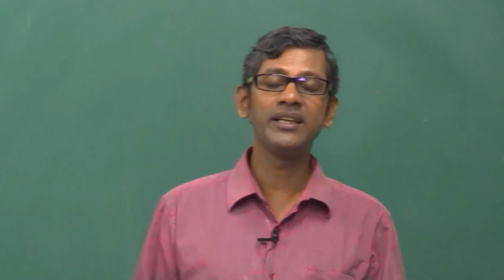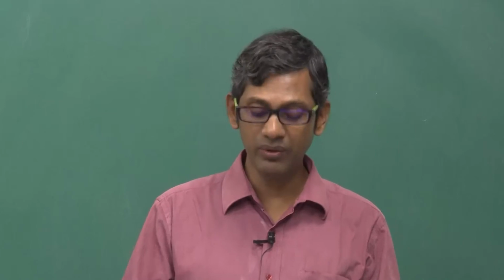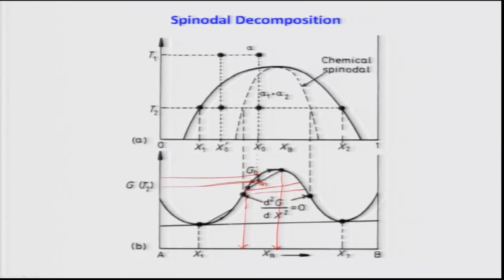So what is the meaning of that decomposition? The decomposition will happen in such a way that it produces a phase which is rich in A and another phase which is rich in B. That is what you see here: rich in A, rich in B, richer in A, richer in B, richer still in A, richer still in B. Slowly this will happen. Now this spontaneous process will occur for any alloy composition for which this condition is satisfied.